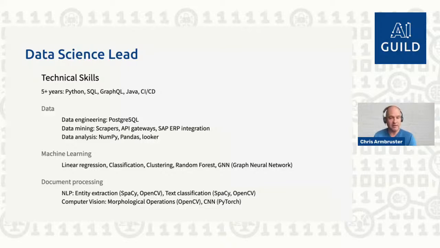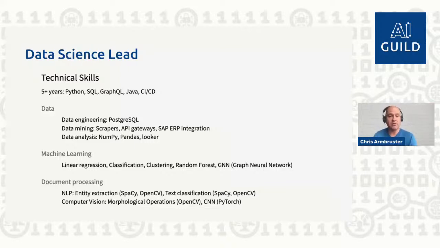Then if you look at the rest of this technical profile, you see data, machine learning, and document processing. So these are specific areas where this person has deep expertise. And as you can see, it goes from data to machine learning to document processing. So this is a particular specialization. So this is a data science lead actually for document processing, including NLP, and also some part of computer vision as it is relevant to processing documents and actually handling text.